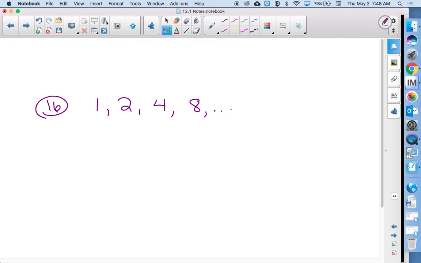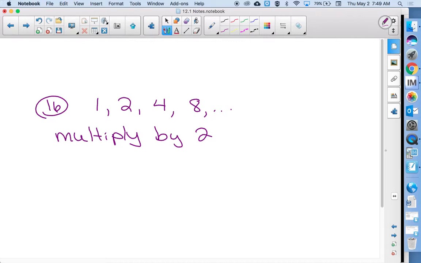1, 2, 4, 8. What are you doing to get from one number to the next? You're doubling the last number. Okay, so he said doubling the last number. What's another word we could use? Mackenzie? Yeah, they mean the same thing. So doubling, multiplying by 2, they mean exactly the same thing.